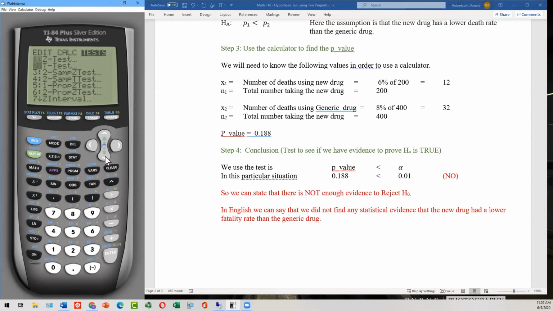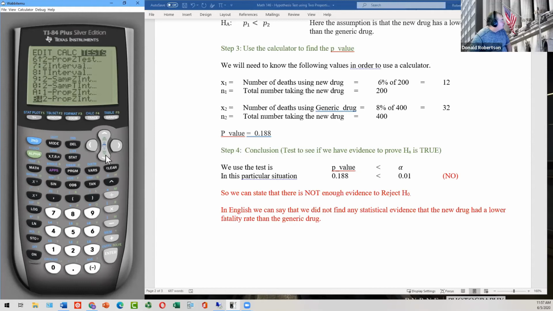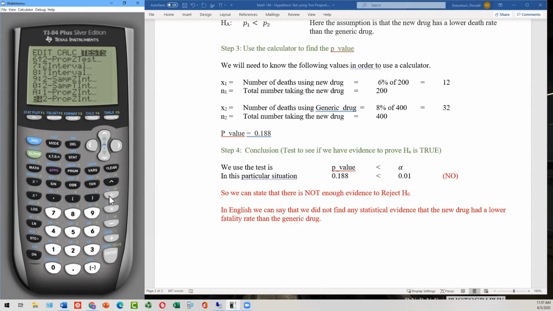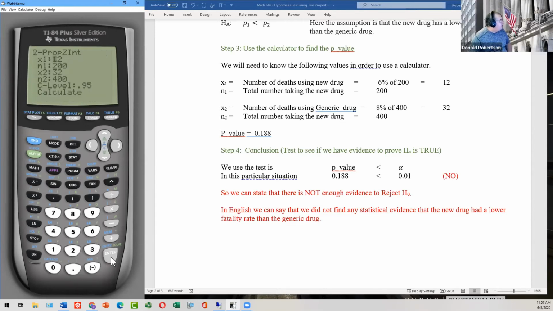Right, so we're going to go down to it's A or B if I can recollect. There you go, A1. Right, so in this case, A1 is for a 1 proportion interval, but B is for a 2 proportion. And this is a 2 proportion story, so it will be B. So I'll hit that. And it says X1.